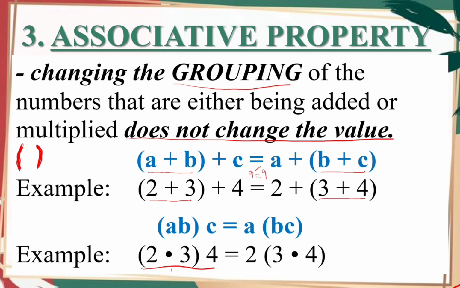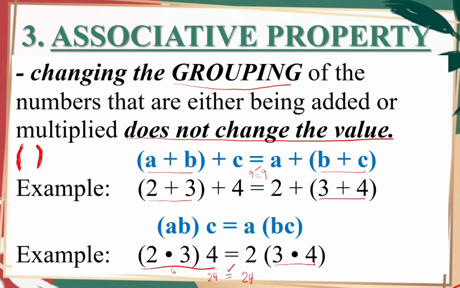2 times 3, that will give us 6. 6 times 4 is 24. Tignan natin kung same ang magiging sagot dito sa kabila kapag pinalitan natin yung grupo. So, dito we have 2 times the quantity of 3 times 4. So, yung nasa loob muna ng parentheses. 3 times 4, that will give us 12 times 2 is 24.